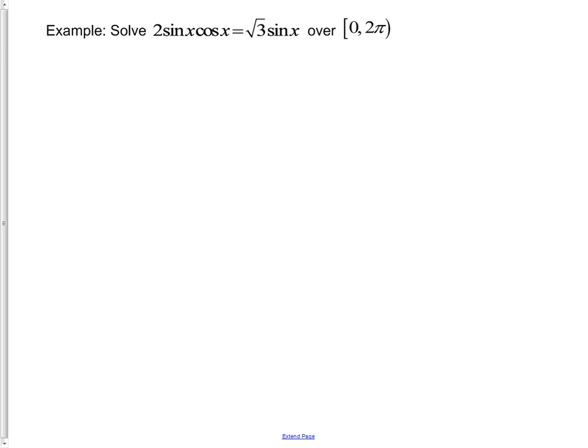So now let's take a look at some equations that seem a little bit more on the difficult side. Here's one. We've got 2 sine of x times cosine of x equals radical 3 times the sine of x, and we're looking for all of the values of x that will make that equation true on the interval from 0 to 2 pi.